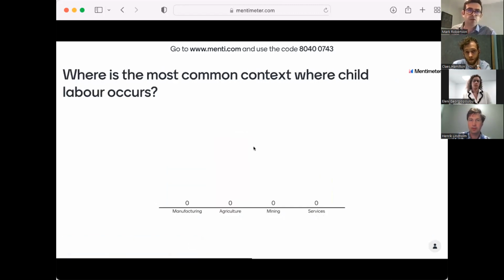Where is the most common context where child labour occurs? Or if you like, which industry sectors do you think it's most often found in? Is it manufacturing, agriculture, mining, or services?